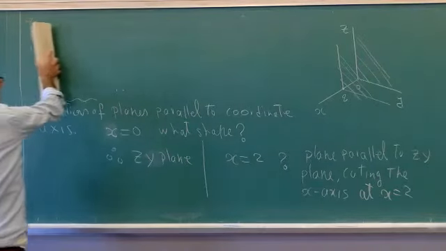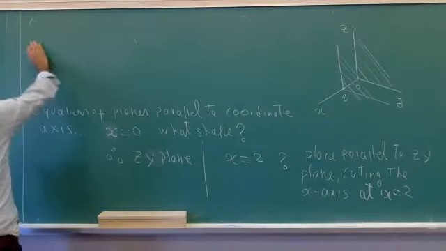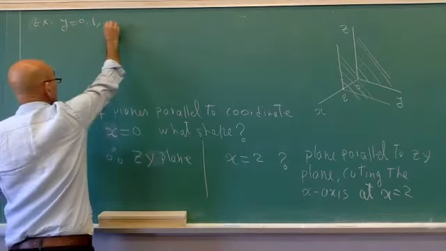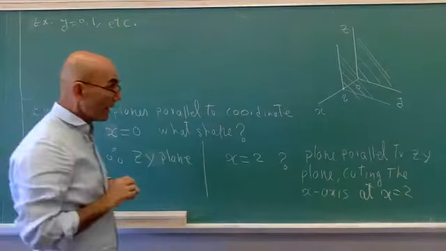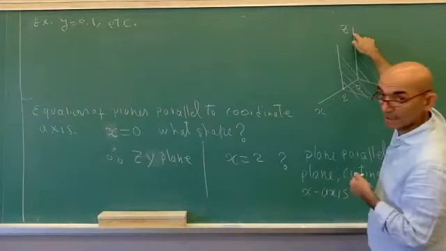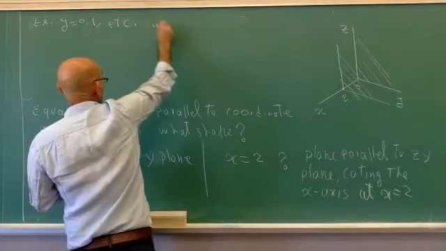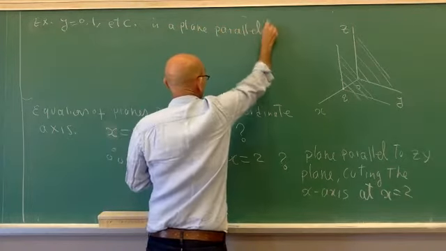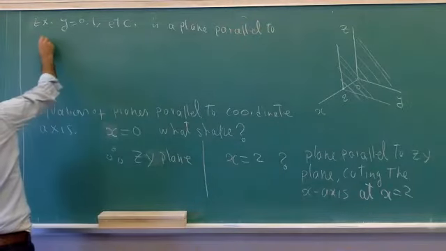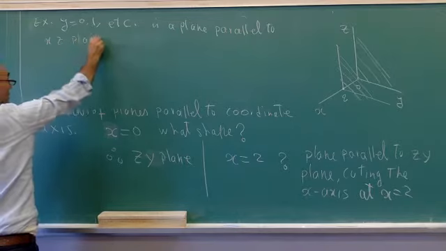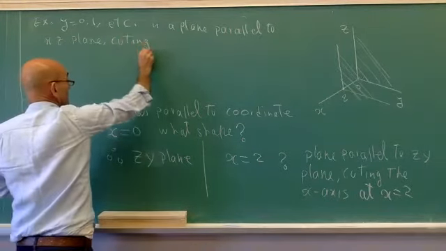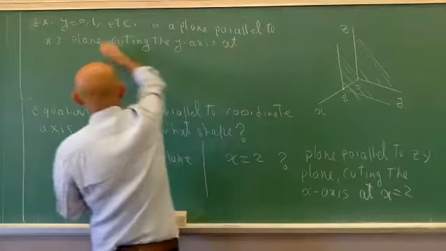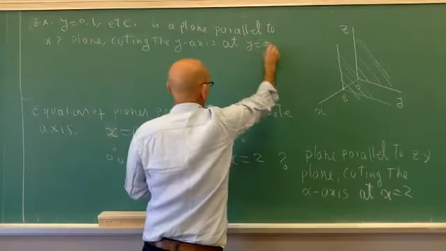So y equal to a constant is a plane parallel to the xz plane, cutting the y-axis at, for example, y equal to 0 or 1, etc.